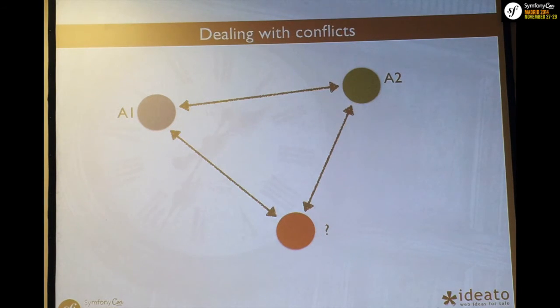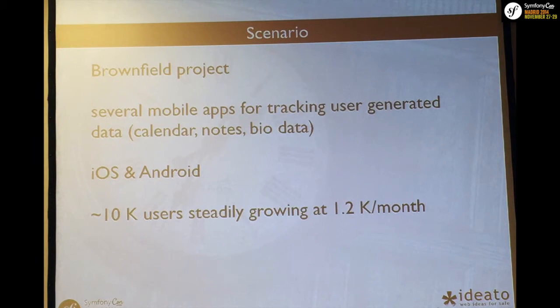In our case, we were starting with a brownfield project, so an existing project which consisted of several mobile applications, 3, if I remember correctly, for tracking user-generated data, like calendar entries, notes, even biological data. The domain was health for children, so I'd like to track information about my newborn baby, weight, body temperature, and stuff like that.